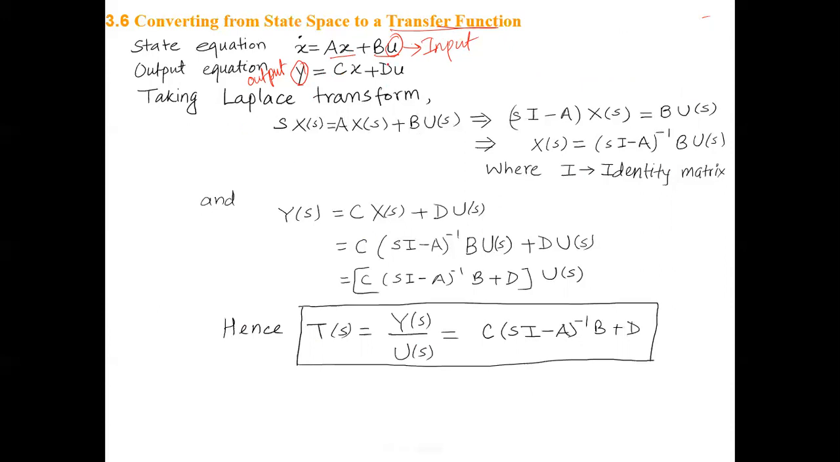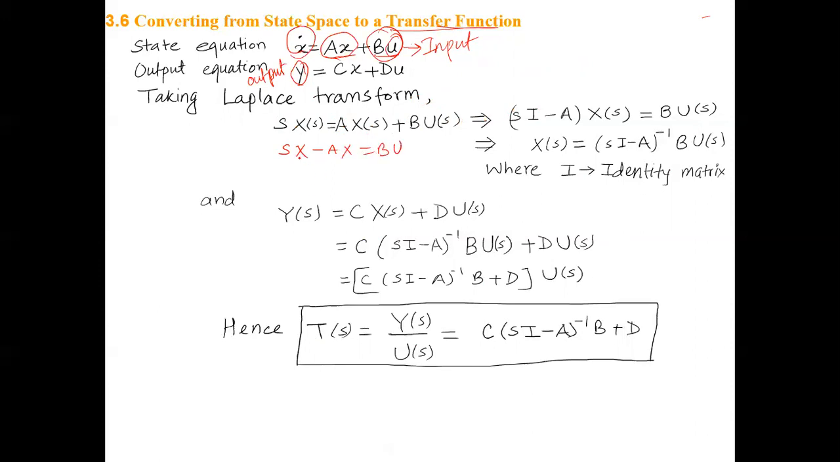Now take the Laplace transform of this guy here. What is the Laplace transform of this guy? sX(s). What is the Laplace transform of this guy? AX(s). What is the Laplace transform of this guy? BU(s). That's what I did. Then from here, what do I get? Help me guys. I'm lost here. sIX(s) minus AX(s) equals BU(s).